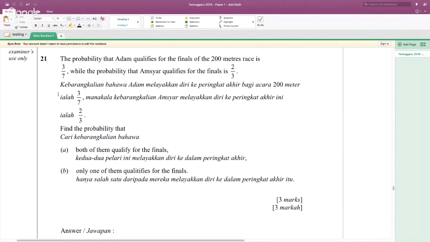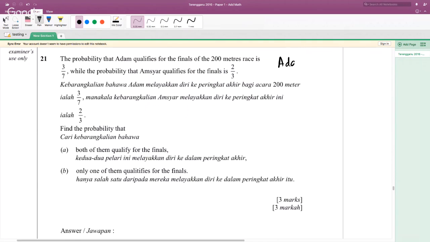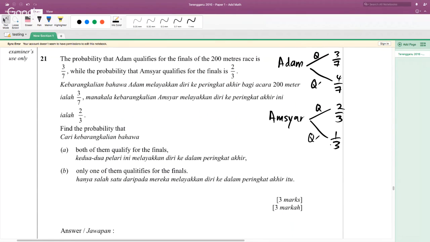The probability that Adam qualified for the final for the 200-meter race is 3/7. Okay, so Adam qualified will be 3/7. So I should assume not qualified should be 4/7. And the probability that Amsha qualified, so Amsha, if he qualified, will be 2/3. So I have to assume not qualified will be 1/3. All right, this is my assumption. Now, find the probability that both of them qualified.